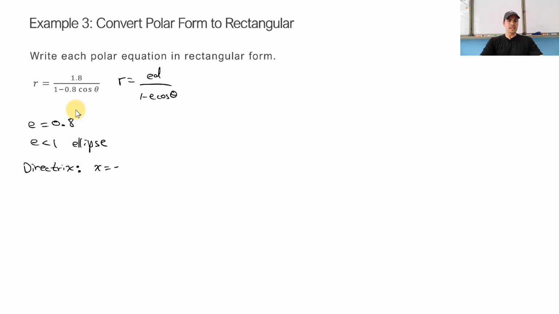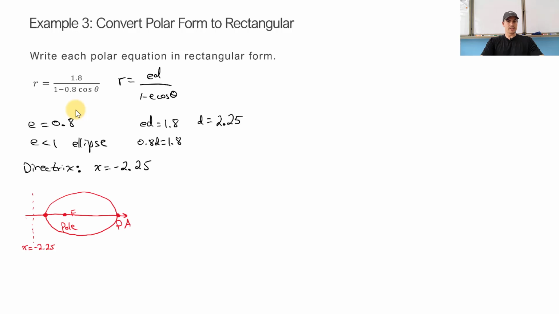Well, we know E, and we know what E times D is. Okay, we know ED is 1.8, so let's go ahead and substitute E in there and solve for D. We get 2.25, so we have a directrix of x equals negative 2.25. Okay, so with that, we can start to really sketch this, and we can see, since we're working with an ellipse here, one of our foci is on the pole, and I know that my vertices are going to be at what angles?